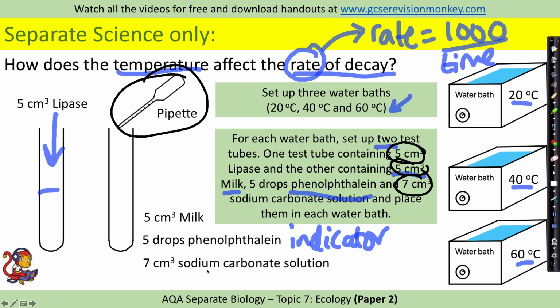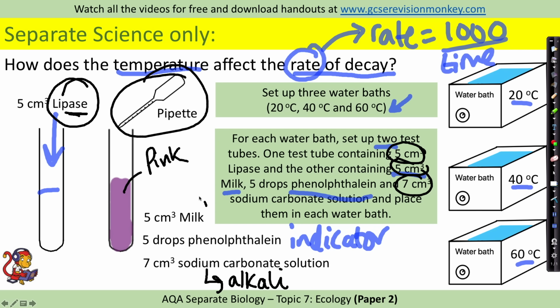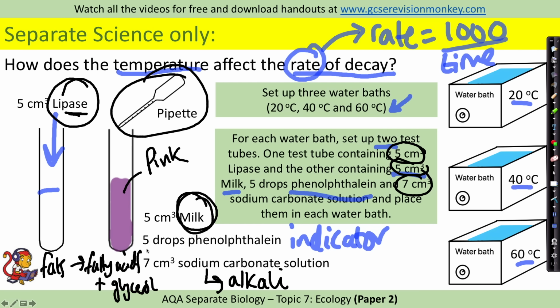Now the sodium carbonate solution is something that makes the solution first of all an alkali. So with phenolphthalein it will go pink in alkali conditions. That was the closest colour I could get to pink. So we go pink in alkali conditions. And what will happen in this experiment is the lipase is an enzyme that will break down the fats in milk. And when fats are broken down, they are broken down by the lipase into fatty acids and glycerol. And it is this product here, the acids, that causes a colour change.